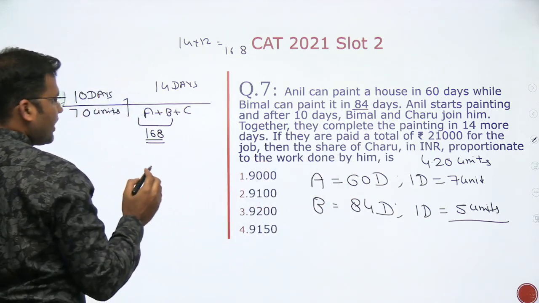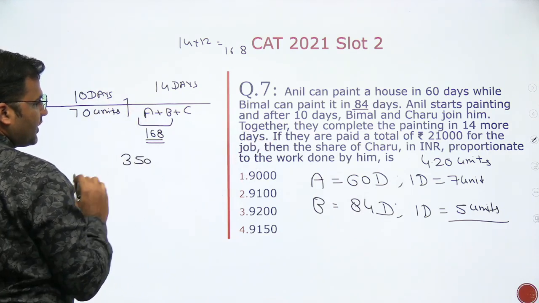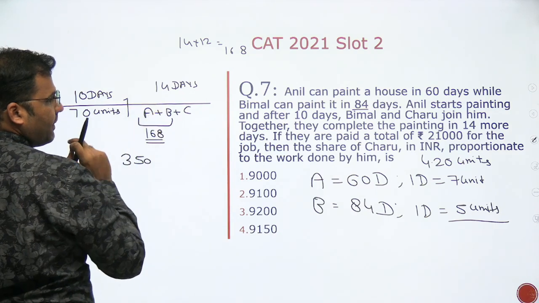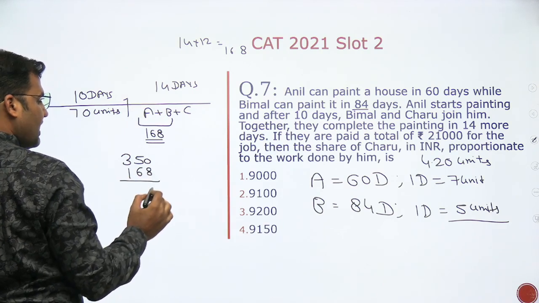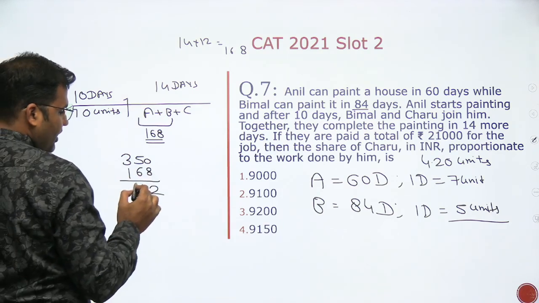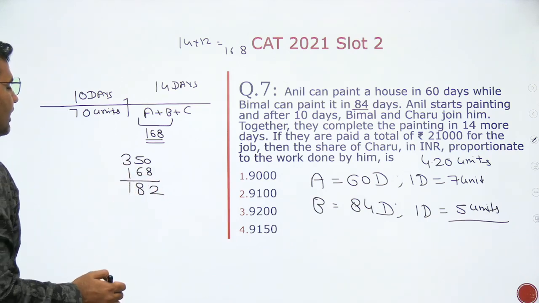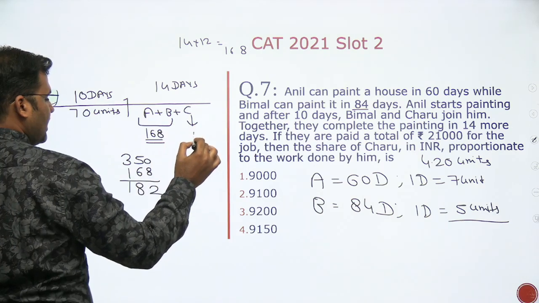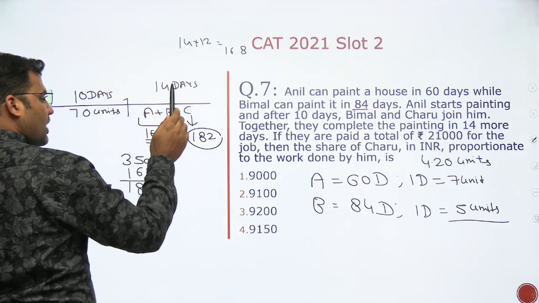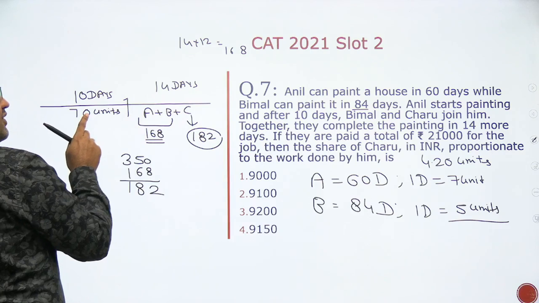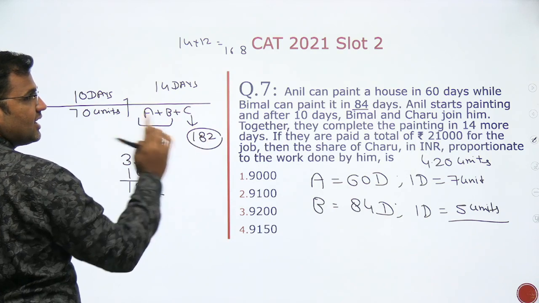Total pending work jo hai, that is 420 minus 70, wo 350 unit ka work pending hai. Usme se Anil aur Bimal ne 14 days mein 168 units kaam kiya. So 350 minus 168 is 182. That means C alone has done 182 units of the work in 14 days, right? Bache 350 mein A aur B mein 168 hua, to baki jo bacha C ka, that is 182.